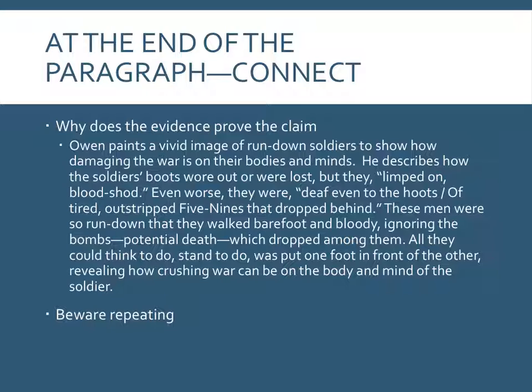The evidence begins, Owen paints a vivid image of rundown soldiers to show how damaging the war is on their bodies and minds. That's our evidence statement. He goes on to give his details. I'm not going to read them word for word, but we've got our quotes, the limped on bloodshot, and then also the deaf to the hoots of the bombs. We've got our explanation of the quotes, and you'll see here it's a little bit different than what we just saw. In this particular example, these two quotes were closely related, so I gave explanation of the quotes after both quotes. That's also acceptable. These men were so run down that they walked barefoot and bloody, ignoring the bombs, potential death which dropped among them. So that's a good example of an explanation after details that would connect it back to the evidence.